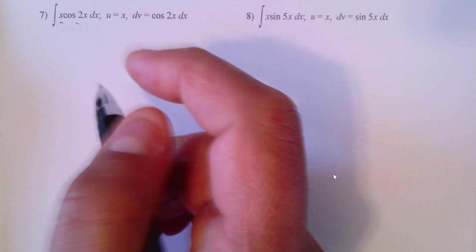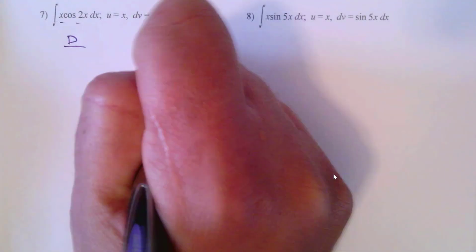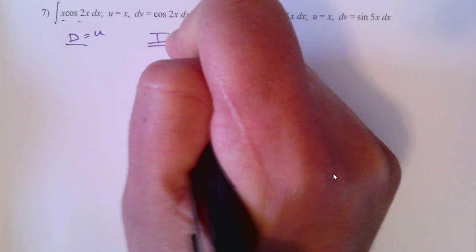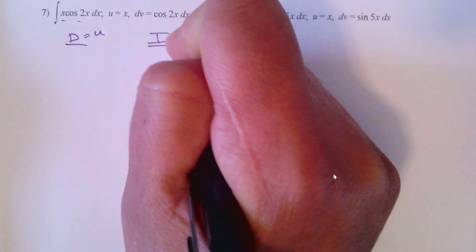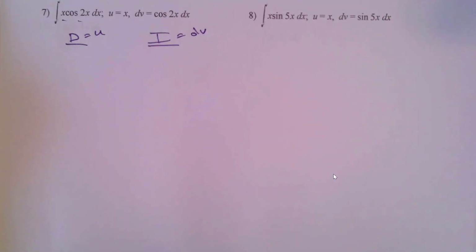Number 7, here we have x cosine of 2x. And we're going to do this with the table method, DI method. DI, differentiation by parts. D, again, is going to be the u, the thing to differentiate. I is the thing to integrate. This is the thing to differentiate. This is the thing to integrate. This is going to be our dv. What is our u? Our u here is going to be x.